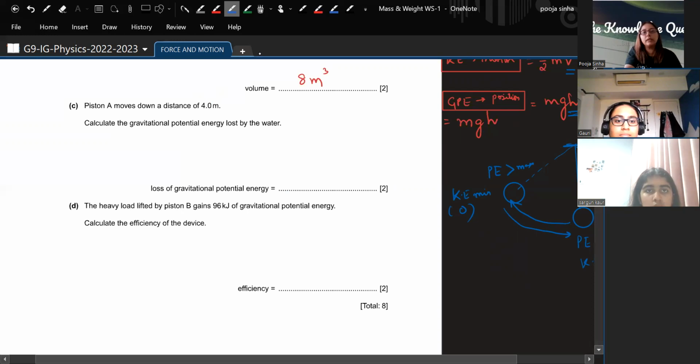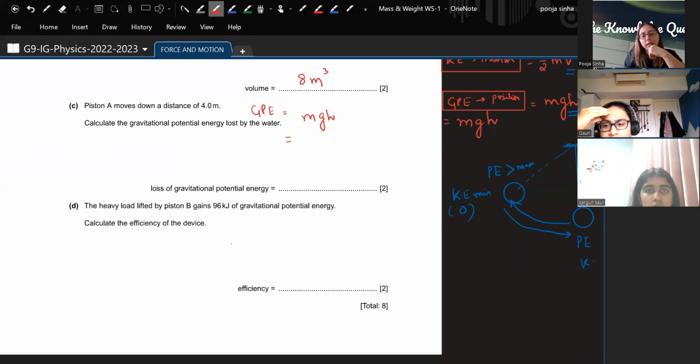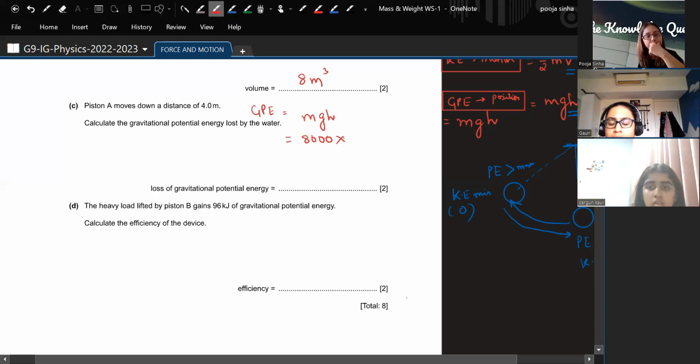So, and what is the formula? We know the formula is m, g, and h. That is your gravitational potential energy ka formula. All right? We know what is m? Mass का value कितना दिया हुआ हमें? It was 8,000, I think. It is 8,000. We'll plug in the value 8,000. What is g?